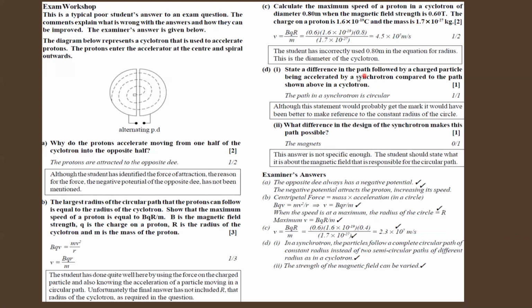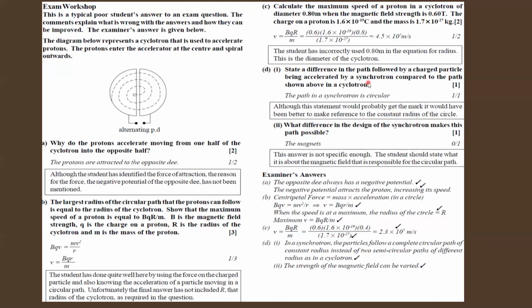But if you check the number, as they mention here, the diameter. So if a student substituted a diameter instead of radius, it will be 4.5 exponent 7, and it is a very high speed. When it moves closer to the speed of light, then relativistic effects apply, and the mass does not remain constant. That is why r should not be 0.8, it should be 0.4.